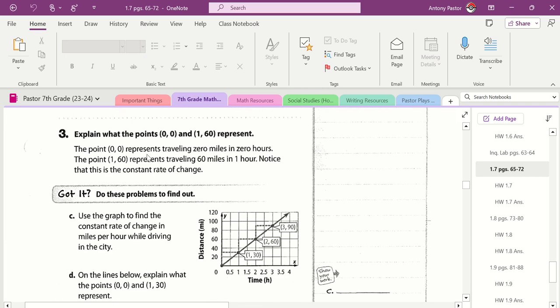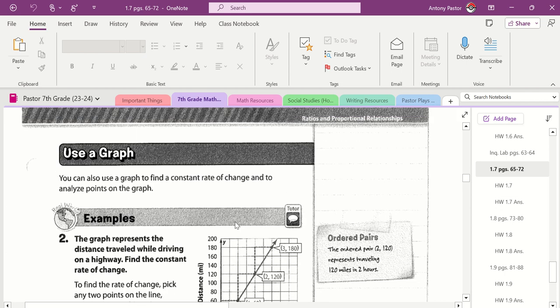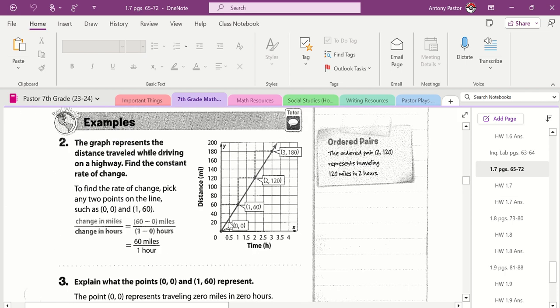Explain what the points 0, 0, and 1, 60 represent. The point 0, 0 represents traveling 0 miles in 0 hours. The point 1, 60 represents traveling 60 miles in 1 hour. Notice that this is a constant rate of change. Again, it goes in a straight line, so we are having a consistent rate of change. This person is going 60 miles an hour consistently.